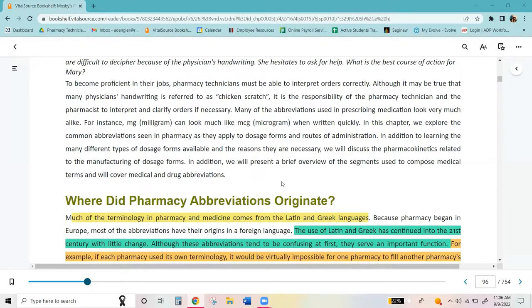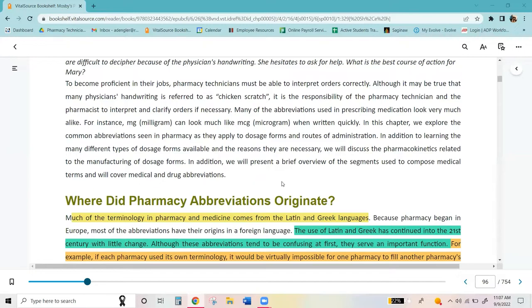Many of the abbreviations used in prescribing medication look very alike. For instance, milligram can look a lot like microgram when written quickly. In this chapter, we will explore the common abbreviations that we see in pharmacy as they apply to dosage forms and routes of administration.